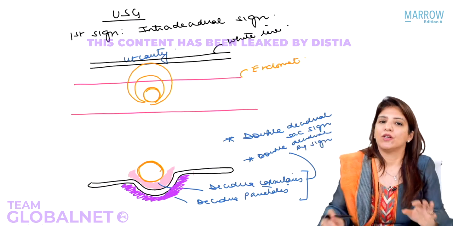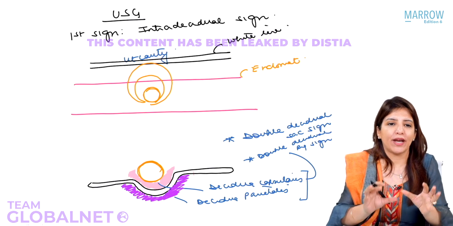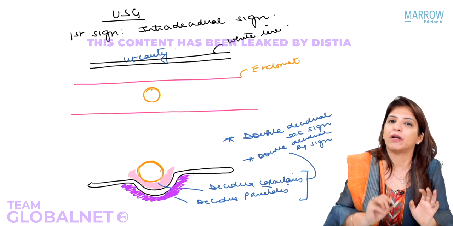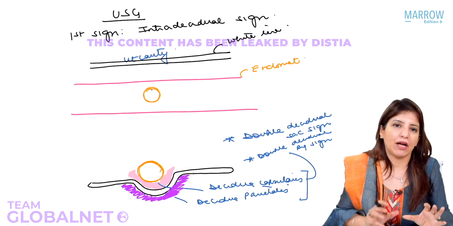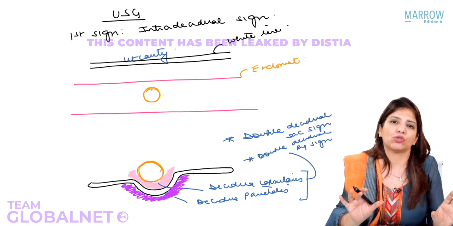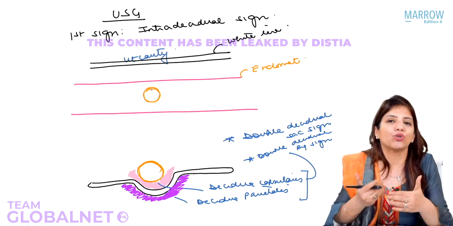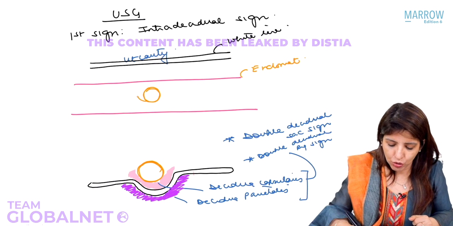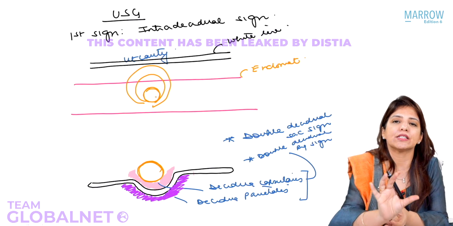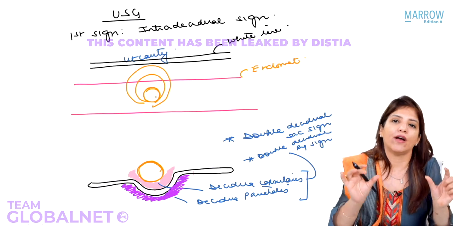Have you understood this? Initially, the blastocyst went deep inside the endometrium and implanted there. Because it implanted there, it did not have any effect on the uterine cavity, and this is what is called the intradecidual sign. Slowly, as the blastocyst grows, it will come inside the uterine cavity and indent the uterine cavity complex, which is seen as a line on ultrasound.